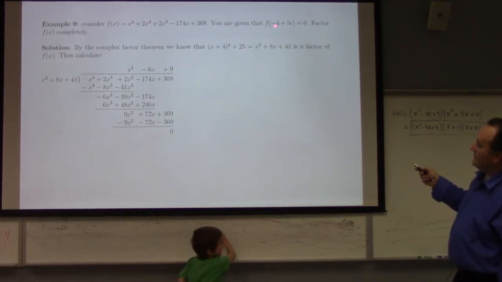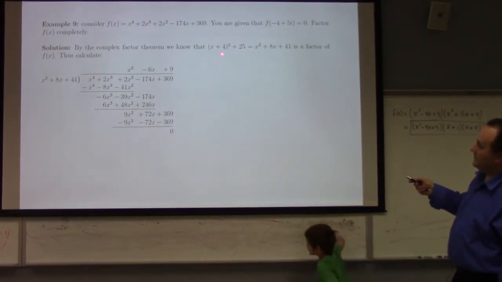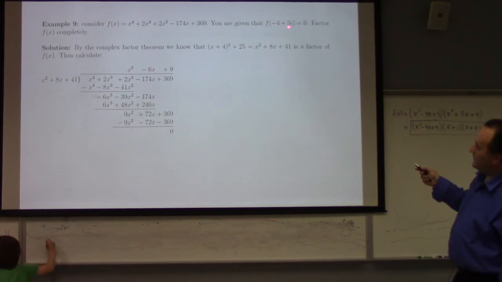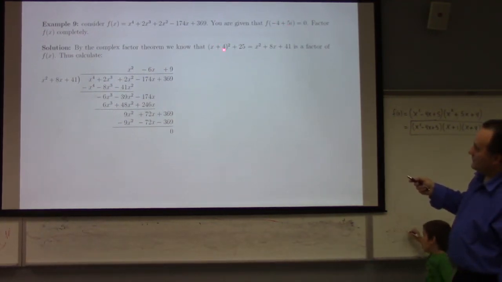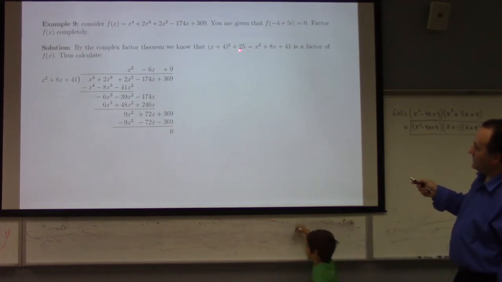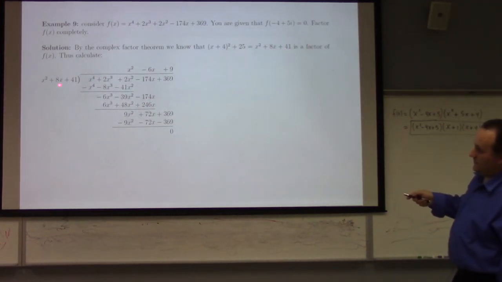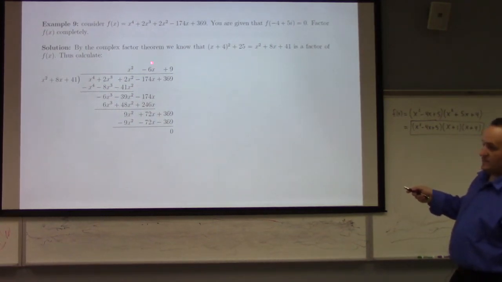Since you're given it, you know by the complex factor theorem that here alpha is minus 4 and beta is 5. So we get x minus alpha, which is x plus 4, squared, plus beta squared, 5 squared, which is 25. So we've got x plus 4 squared plus 25, which is x squared plus 8x plus 41. That's a factor, so we can divide it out using long division. And when we do that, we get x squared minus 6x plus 9.